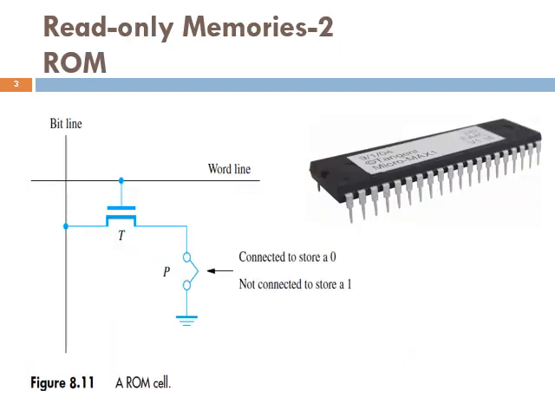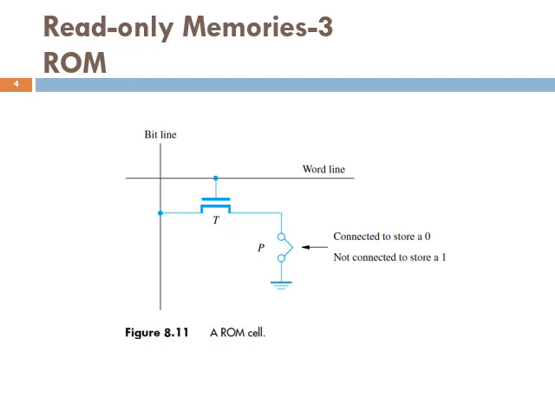A memory is called a read-only memory or ROM when information can be written into it only once, at the time of manufacture. A logic 0 is stored in the cell if the transistor is connected to ground at point P. Otherwise, a 1 is stored. The bit line is connected through a resistor to the power supply.